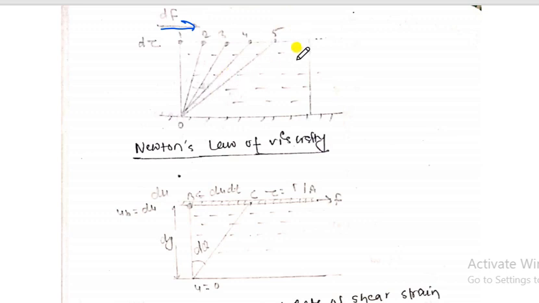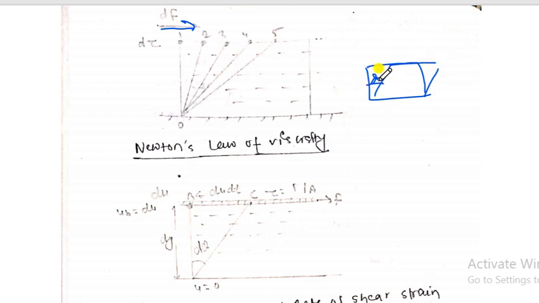So it is very difficult to find out the deformations, right? We can easily find it on a solid plate. In a solid plate, if we apply a shear force, we can easily find out how much strain has developed. These angles are nothing but the strains.